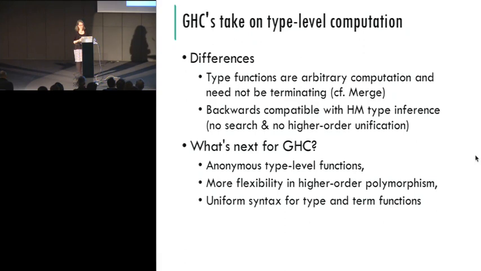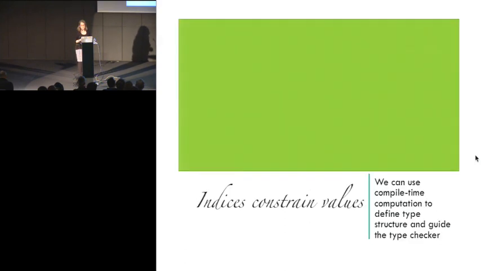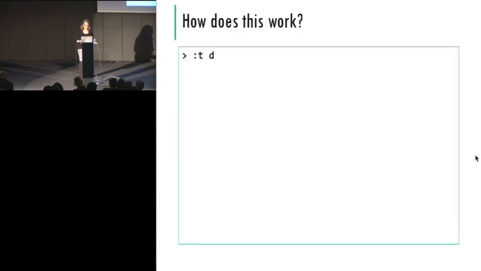Okay, so now let's talk about the next feature of dependently typed programming. We just saw type-level computation. Now here's the next feature, which is after we've computed that data, what do we do with it? Well, we can use that data to constrain the values that we use in our program, right, and guide how that type checker works.